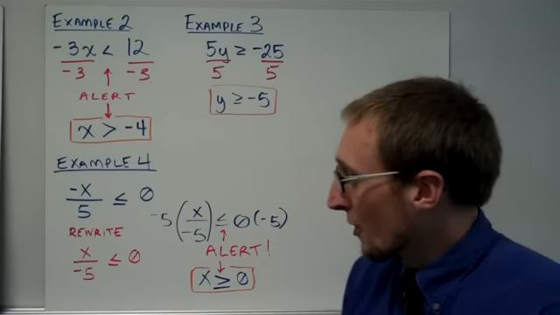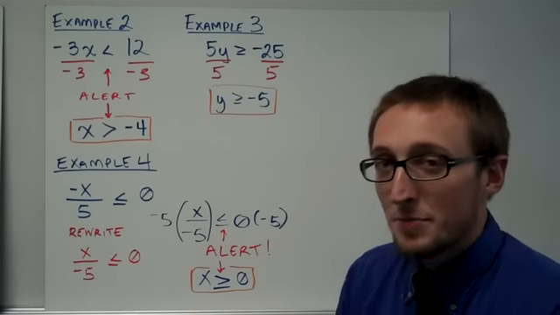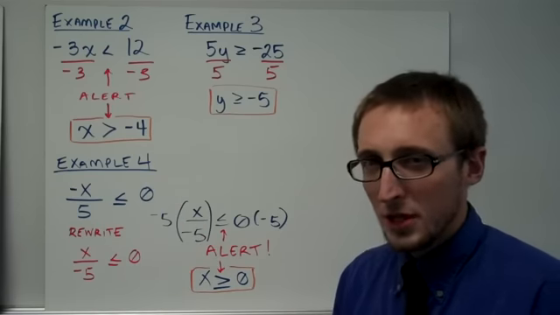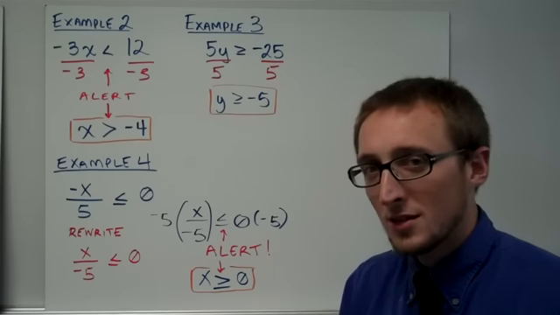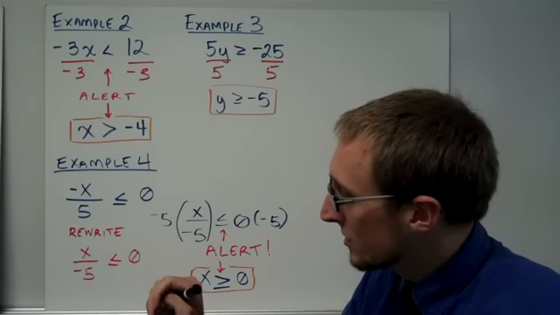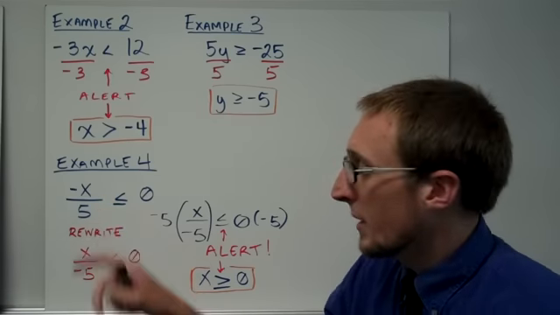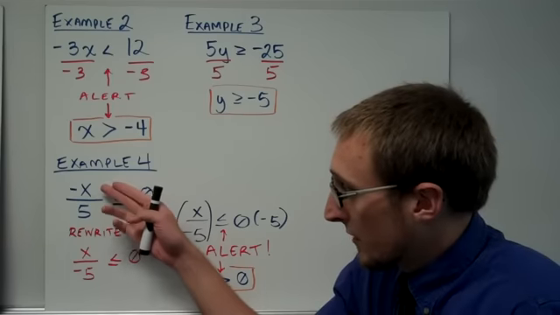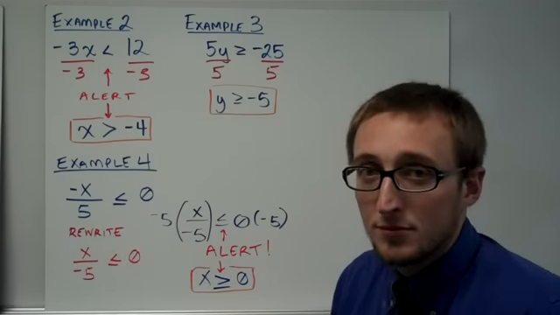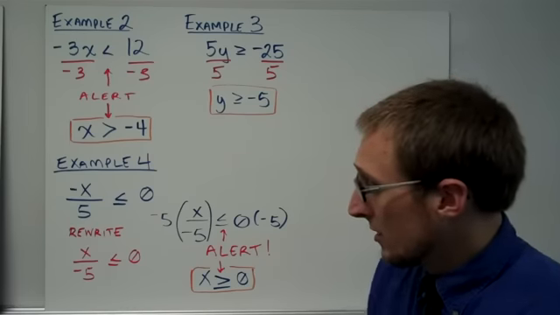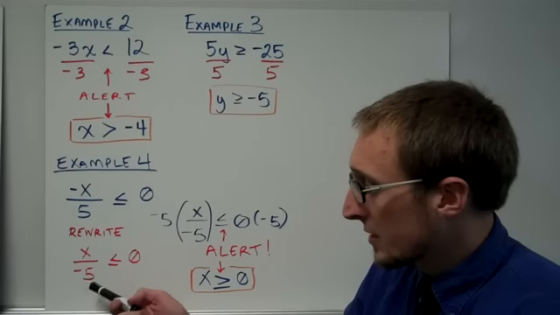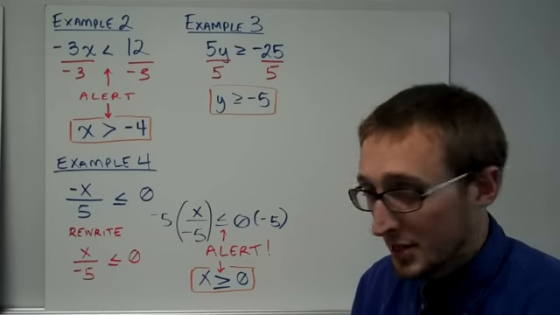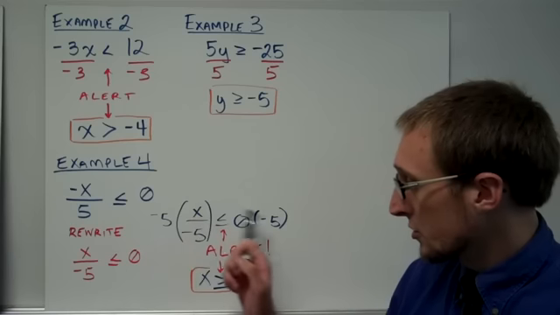All right, example 4. Negative x divided by 5 is less than or equal to 0. Now this one's really interesting. We can actually rewrite this. What we know about negatives is that a negative divided by a positive should be a negative. So it would go to say that if I had a positive divided by a negative, it's still a negative. So I rewrote it as x divided by negative 5 is less than or equal to 0. It's the same thing. Over here is where I worked it out.